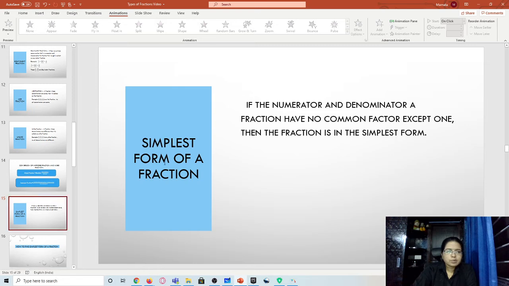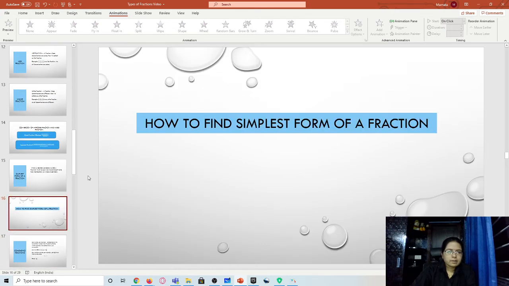Now, the simplest form of a fraction. How to find the simplest form of a fraction? If the numerator and denominator of a fraction have no common factor except 1, that is, the highest common factor is 1, then the fraction is in simplest form.